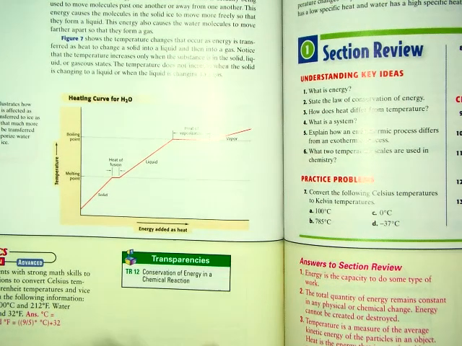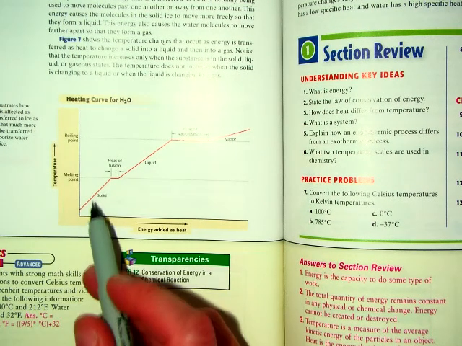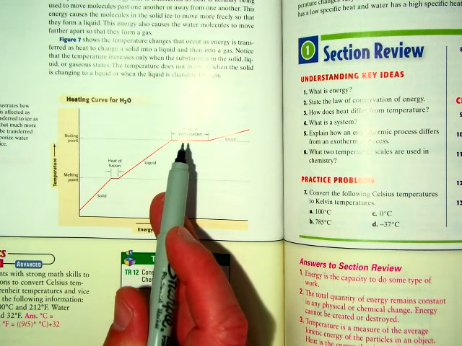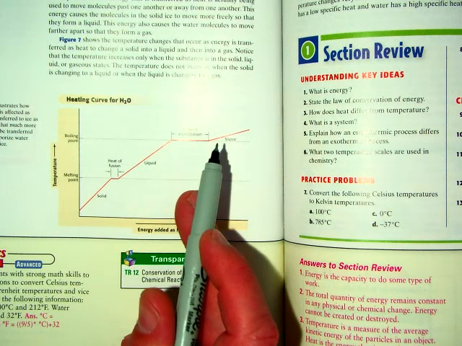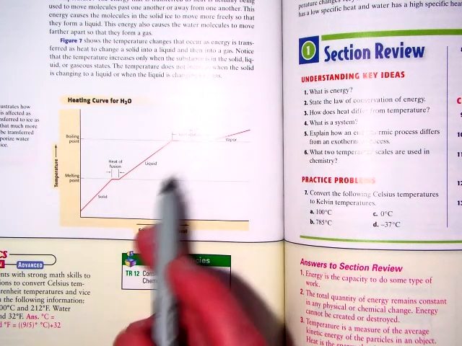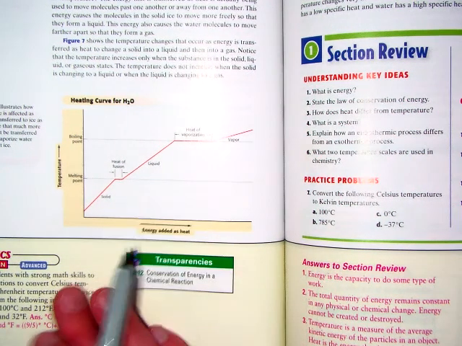This is a heating curve for water. Here it's a solid, which means that it's ice. Here it's melting. There it turns into a liquid. Here it boils or evaporates, and there it's a gas. Okay, but throughout the entire curve, what's the formula for water? H2O. Very good.